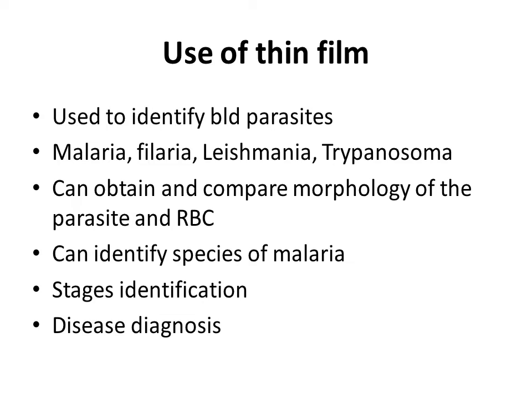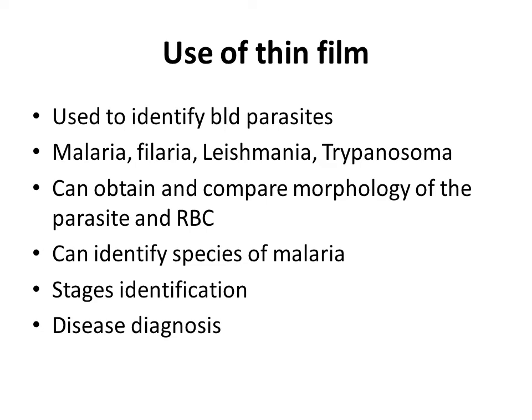Here we can prepare, observe and compare the morphology of the parasite, and not only the morphology of the parasite but also the RBC morphology. By using these two features we can identify the species, of malaria especially. Then stages identification; stages also we can identify here. And disease diagnosis: by using the parasitic stages and red cell morphology, they can diagnose the diseases.